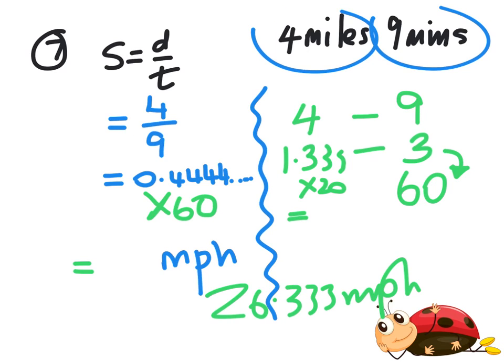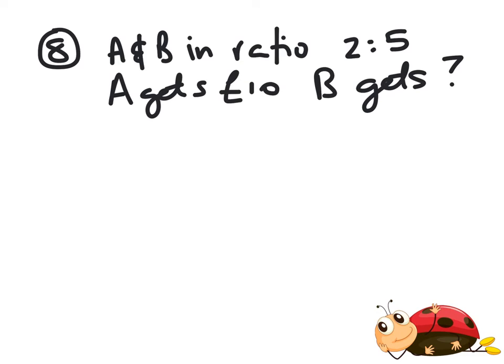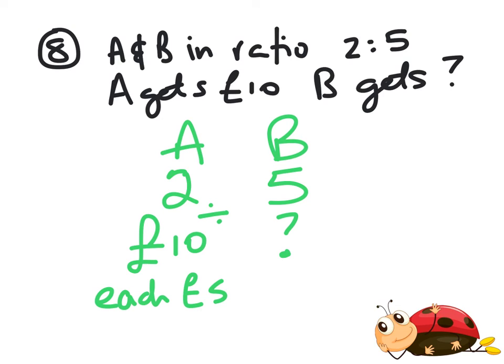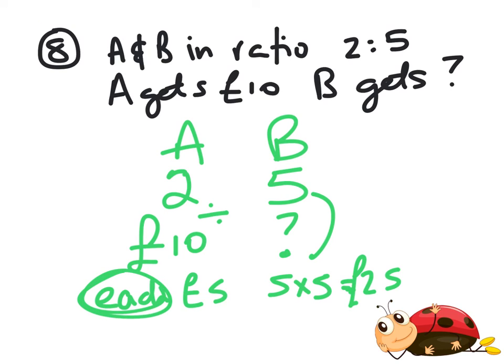Question 8. Go back one. A and B, they're sharing the ratio in 2 to 5. So person A, person B. Person A gets 2 bits, person B gets 5 bits. Now it says that A gets £10. So if A gets £10, how much does B get? Okay, so A gets 2 bits, so that means each bit is going to be worth 5, because 10 divided by 2 is 5. So if each bit's worth 5, then person B is going to get 5 times 5, which is 25. So I'll work out what one bit is, and then you can work out the missing one.